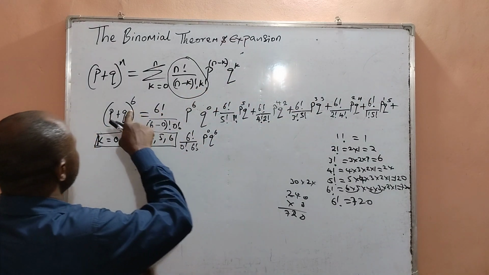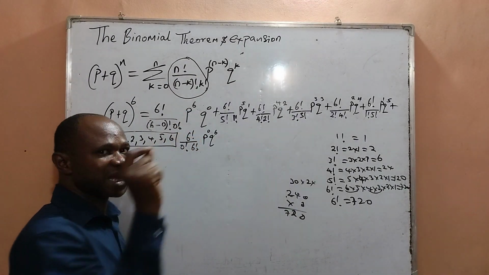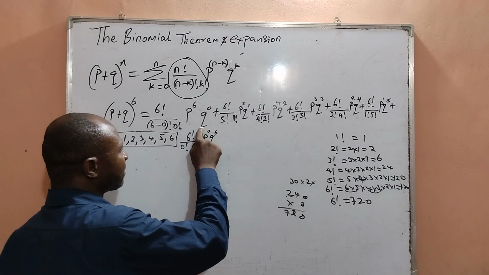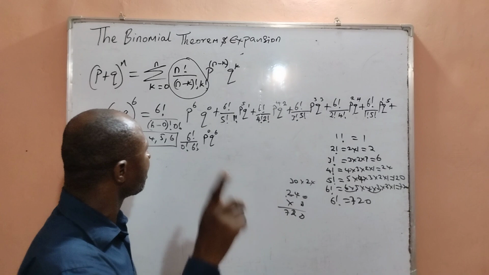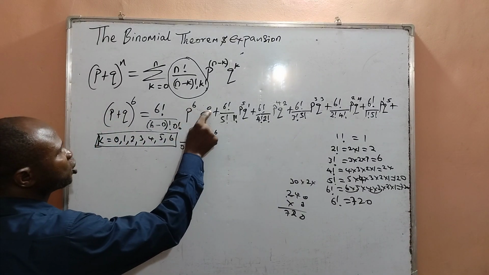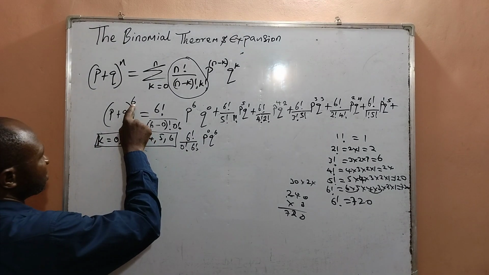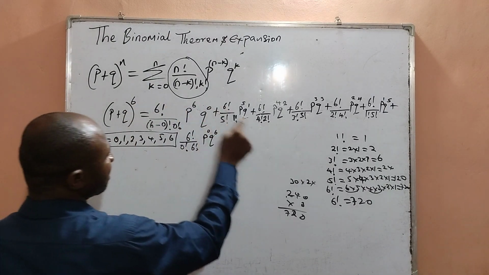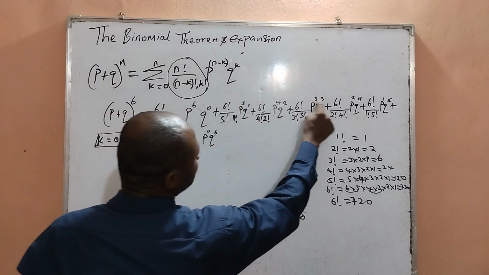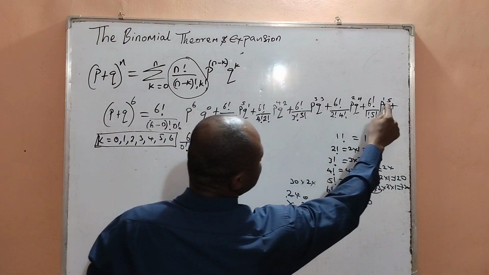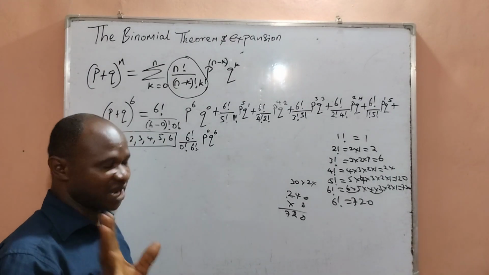And the highest power is 6. So that is where it terminates. So the first variable starts with the highest power, whereas the second variable starts with the value of 0 to the highest power. Also, the addition of the two powers must be equal to the highest degree, in this case 6. So 6 plus 0 is 6, 5 plus 1 is 6, 4 plus 2 is 6, 3 plus 3 is 6, 2 plus 4 is 6, 1 plus 5, and 0 plus 6. That is what you can observe here.